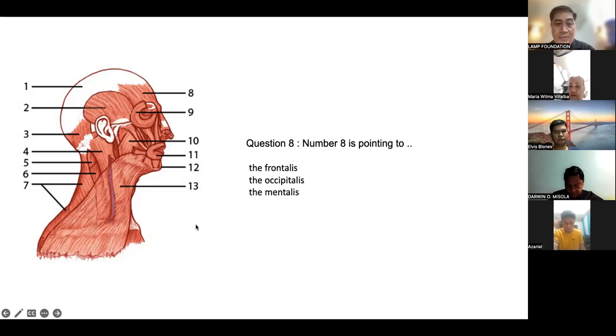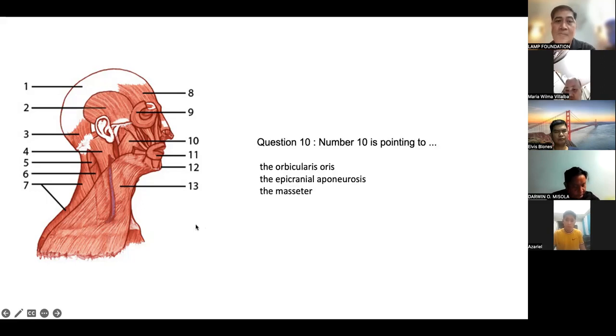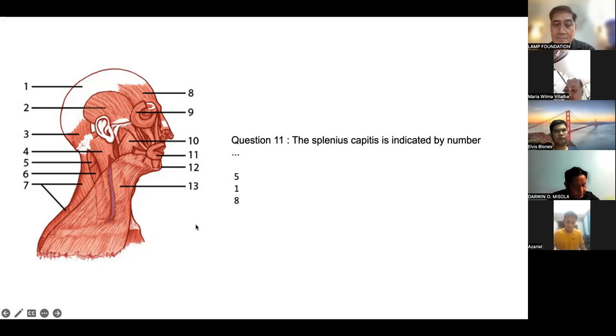Number 8 is pointing to? Frontalis. Temporalis is indicated by number? 2. Number 10 is pointing to? Masseter. The splenius capitis is indicated by number? 1. No. So if number 1 is wrong, what is number 1?